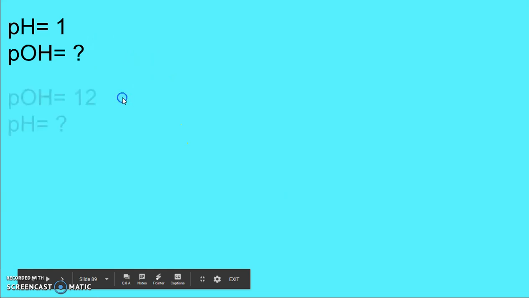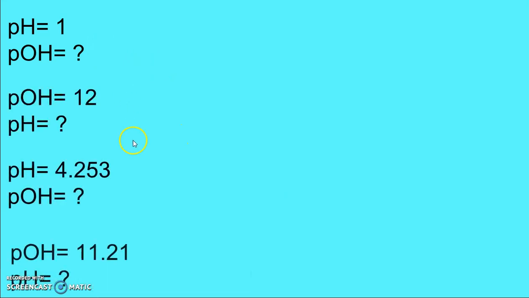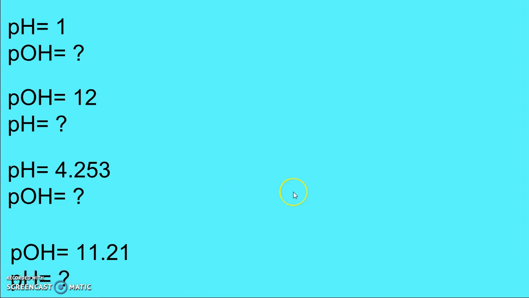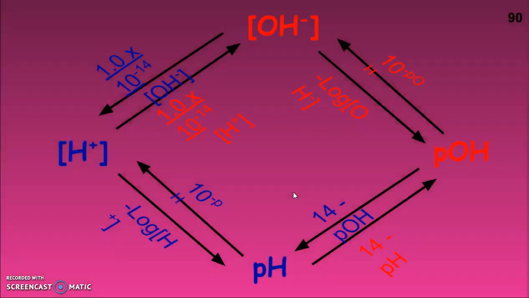So if my pH is 1, what is my pOH? And remember, pH plus pOH must equal 14. If my pOH is 12, what does the pH have to be? If the pH is this, what does the pOH have to be? So go ahead and solve those 4 problems, and we'll go over them in class.